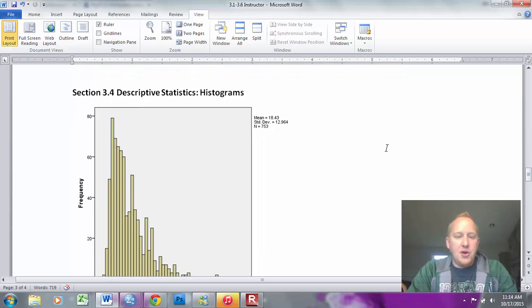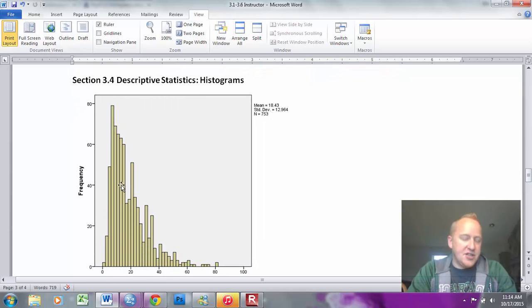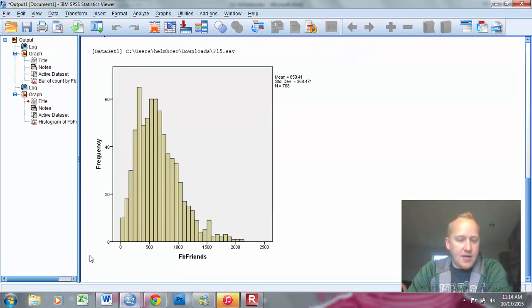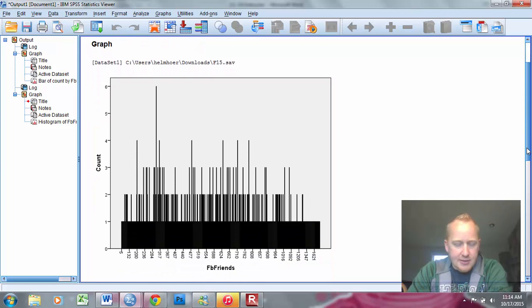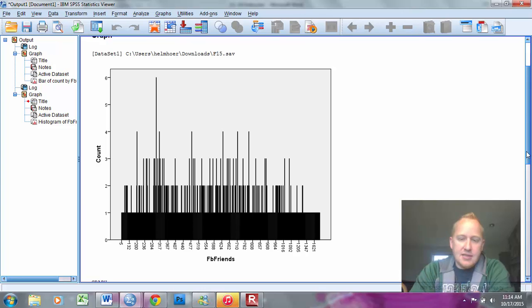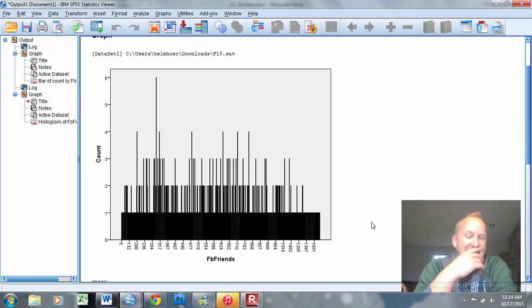All right, section 3.4, descriptive statistics, histograms. Here's an example of a histogram, but before we do that, I want to explain why we need to do a histogram. So again, this is your data, and this is for Facebook friends, as you can clearly see right there. And I made a bar graph for Facebook friends. This doesn't really do a whole lot for me because pretty much everyone has their own unique number of Facebook friends that they have.